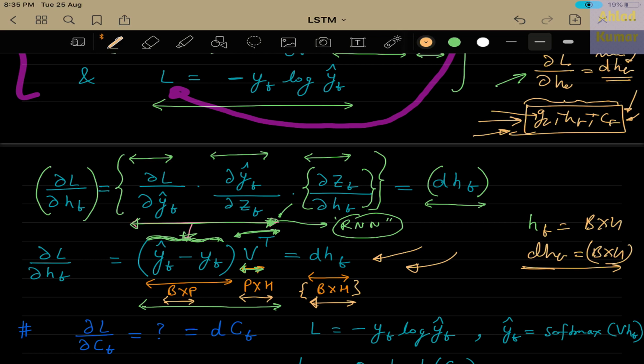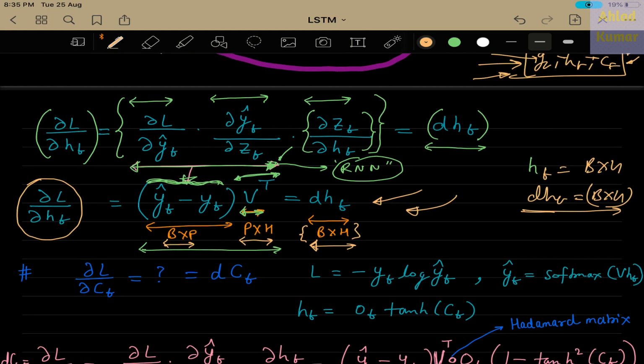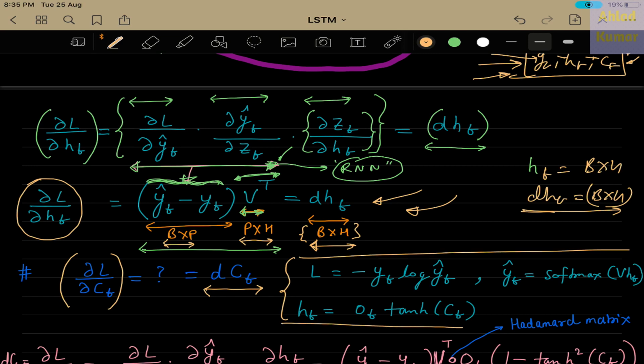Now we have the derivative of the loss with respect to HT in our bag. The second thing we will calculate is the derivative of the loss with respect to CT, which we call dCT. The relevant equations for this expression I am taking from forward propagation, and they are given here.